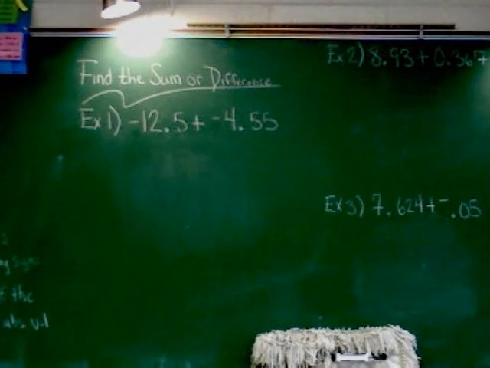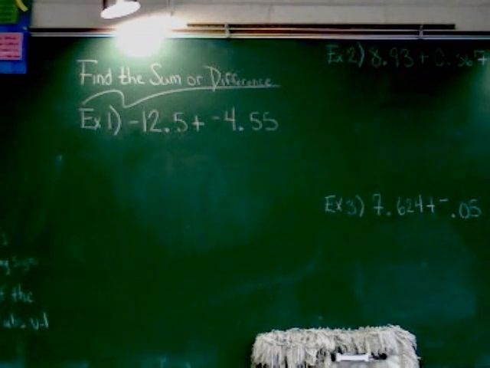Example 1, negative 12.5 plus negative 4.55. Now again, step 1 says to change subtraction into adding the opposite. Obviously, this is already an addition problem, so that's not something I have to worry about. All right, so now after step 1, that's where you have to pick your branch. You're either looking at a same sign problem or a different sign problem. Obviously, the 12.5 is negative, and the 4.55 is also negative, so we're talking about a same sign problem. They're both negative numbers, so we're going to follow the left branch.